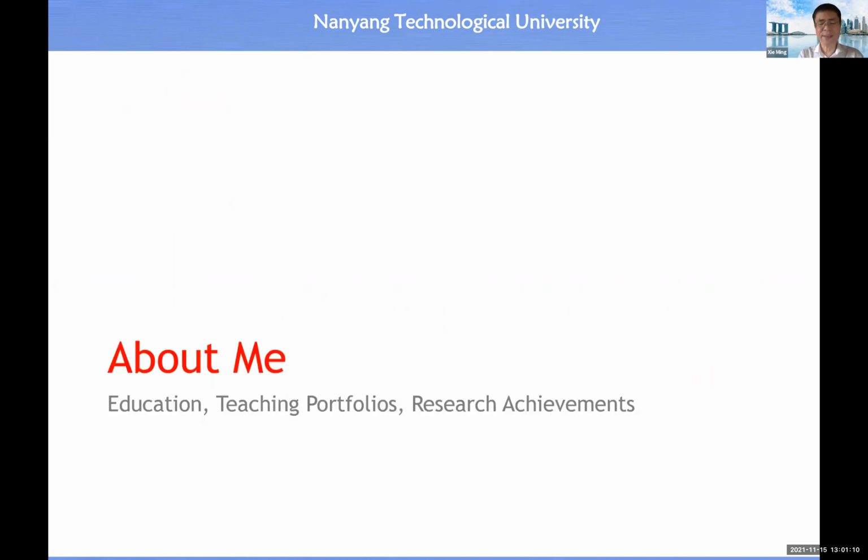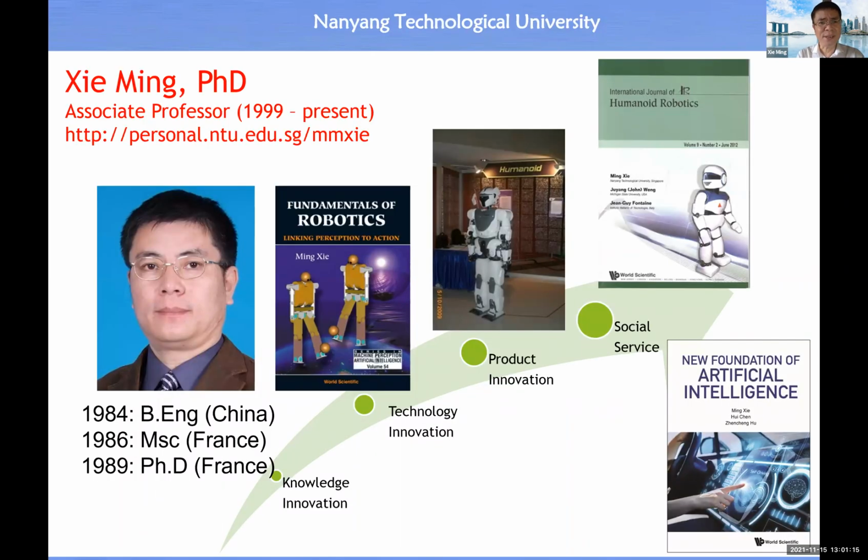Let's start with the short introduction about myself. My name is Xianmin, and you can find my detailed background from this homepage. In terms of education, I did my first degree in control engineering in China. Subsequently, I did my master and PhD degrees in France. Both master and PhD degrees are in the area of computer science.